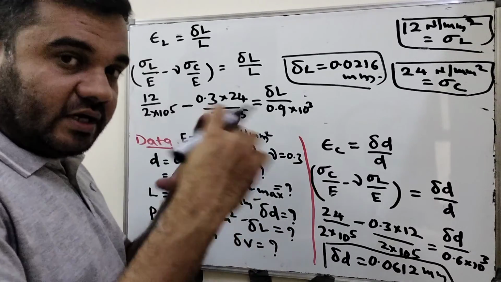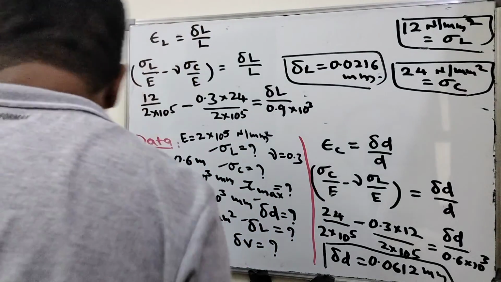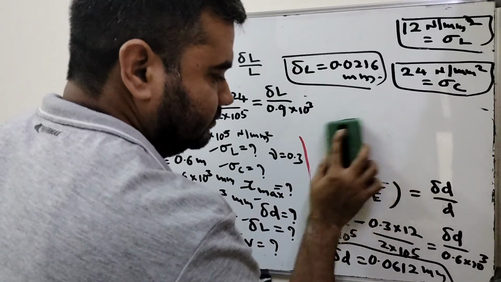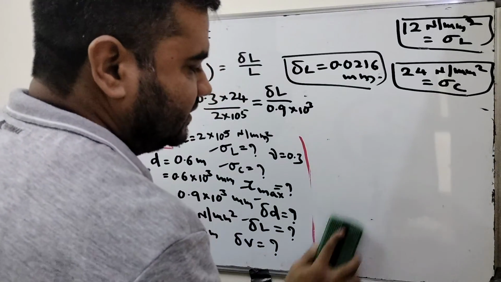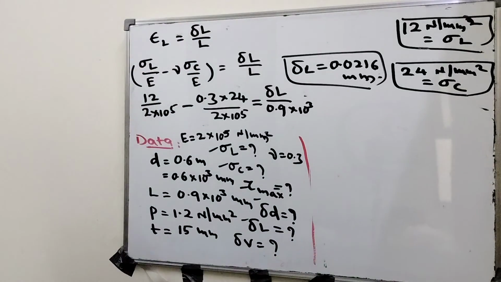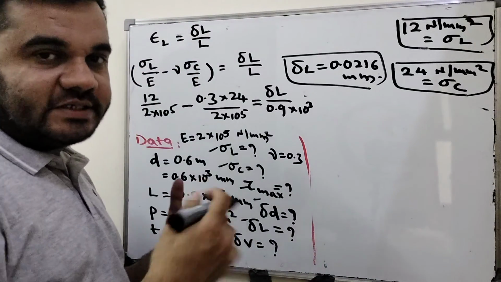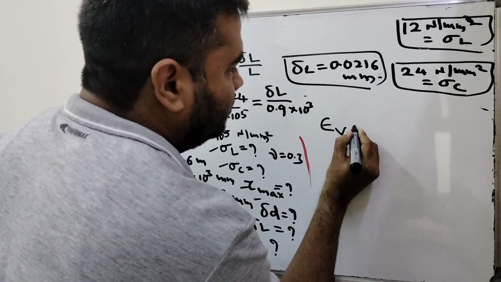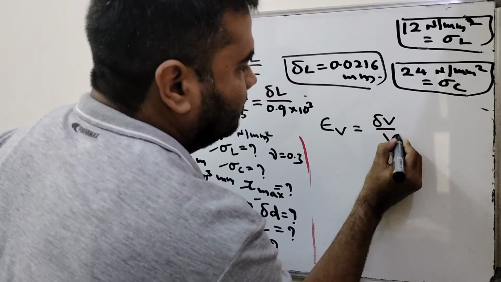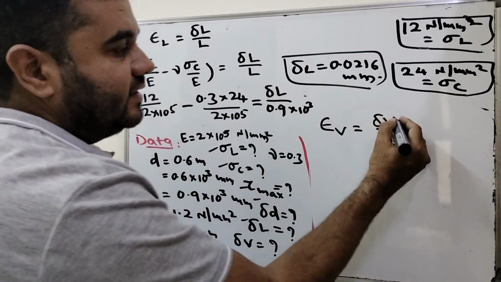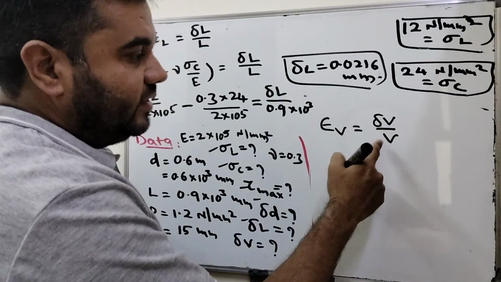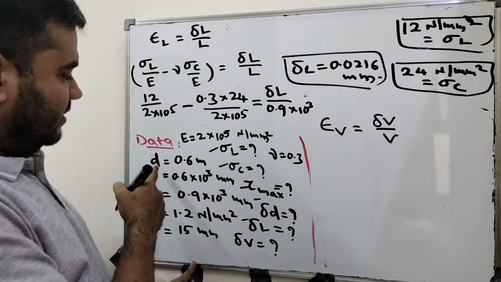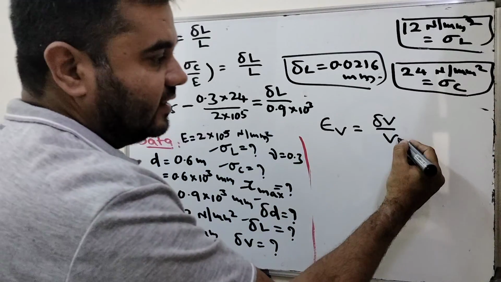Now the remaining is the total change in volume, right? We'll calculate that one. How will we start the change in volume? Which equation? Again volumetric strain, right? We know that the volumetric strain equals change in volume divided by original volume. We need the change in volume. Original volume is area into length, pi d square by 4 into length. D is there and L is there, so this we can calculate.